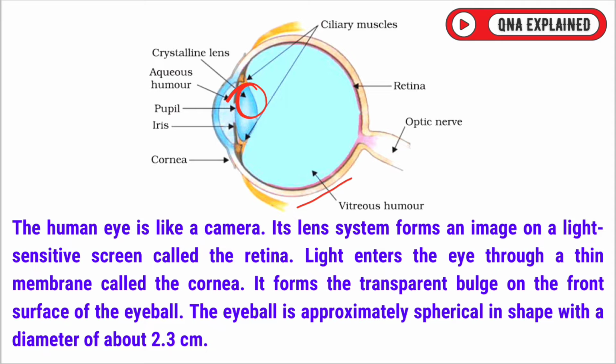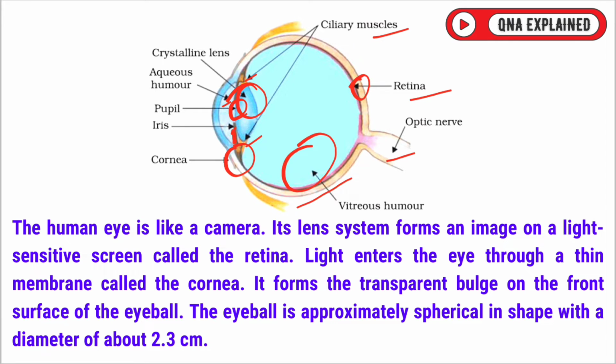This part is called crystalline lens. This is called aqueous humor. This part is pupil. This is iris and this is called cornea. These two parts are called ciliary muscles. This part is called retina. This is optic nerve and this is vitreous humor.